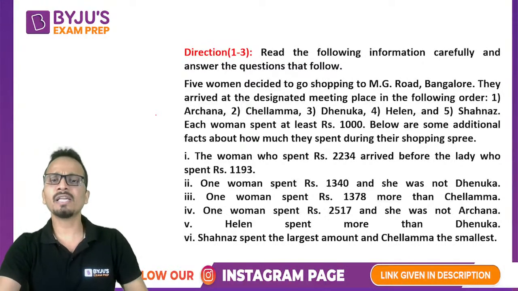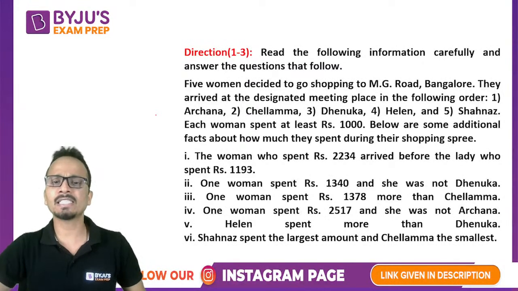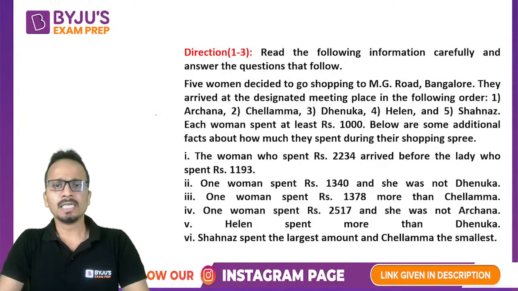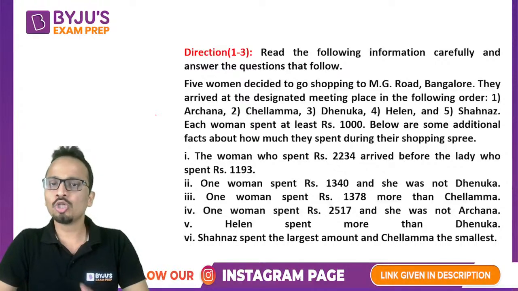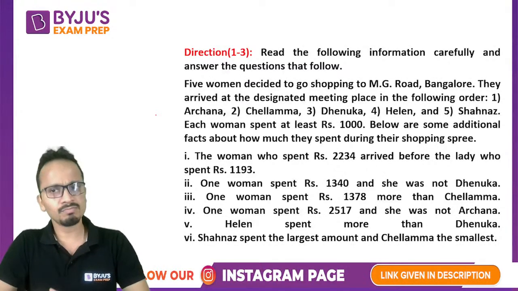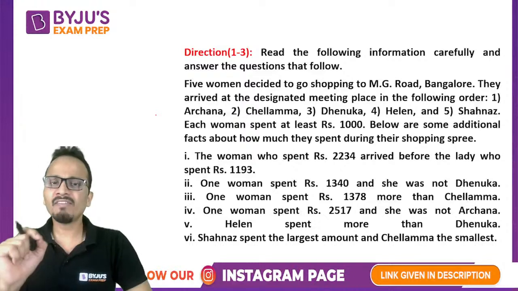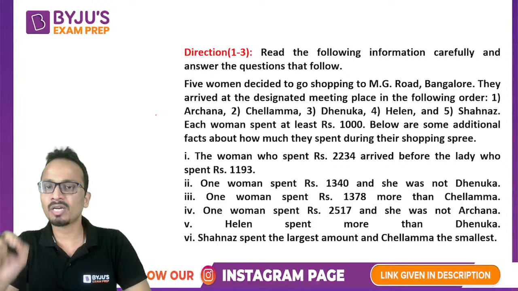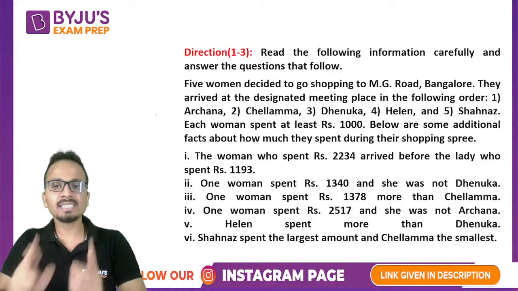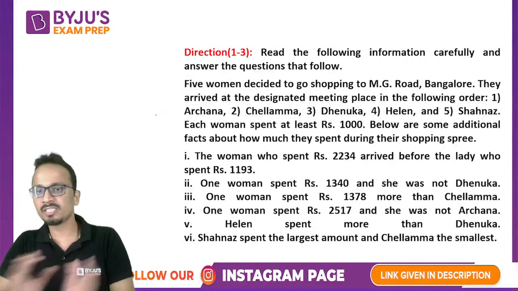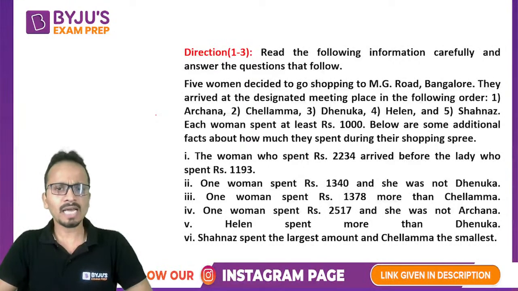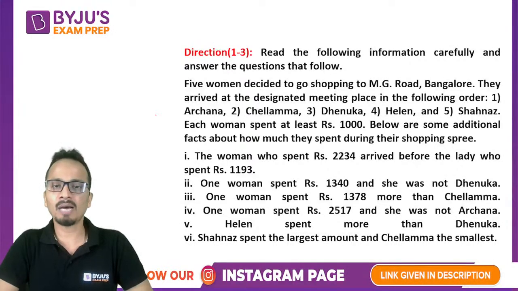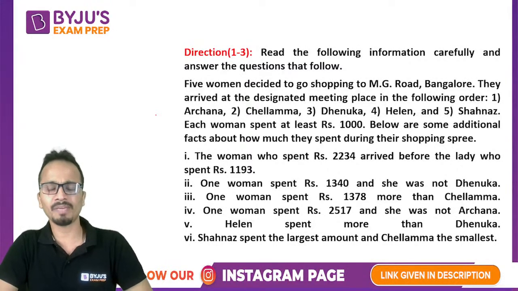First of all, let us read the complete set of information that is there in front of us. The question says that 5 women decided to go to a shopping mall on MG Road, Bangalore. They arrived at the designated meeting place in the following order: Archana, Chilama, Dhenuka, Helen, and Shehnaz. So A, C, D, H, S. This is the sequence in which they arrived. Each woman spent at least 1000 rupees. Below are some additional facts about how much they spent during their shopping spree.